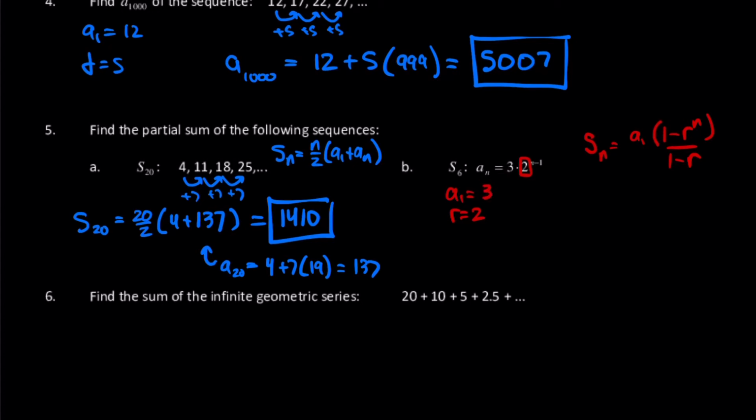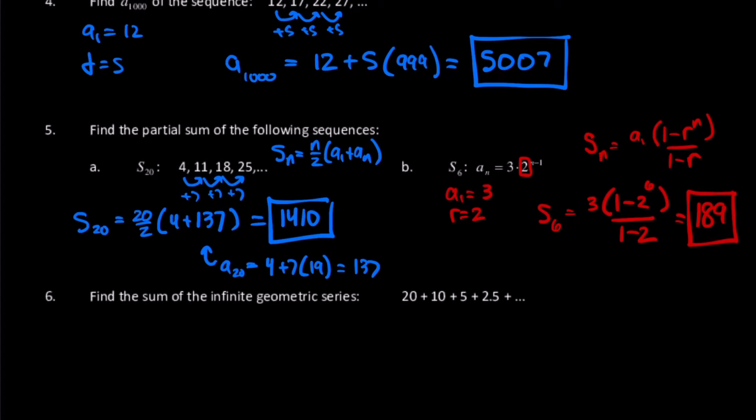Now I can use my sum formula. Sum of the first 6 terms is going to be a sub 1, 3, times 1 minus r, so 1 minus 2, and that's going to be to the 6th power, divided by 1 minus 2. And again, we're just going to throw that right into the calculator. Please use your alpha F1 to create a fraction here so you don't have to worry about order of operations and any of that, but you should get 189.